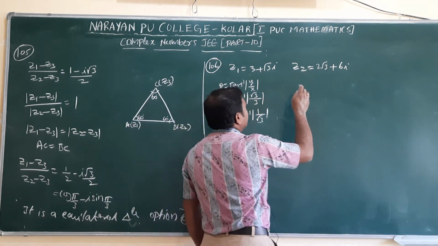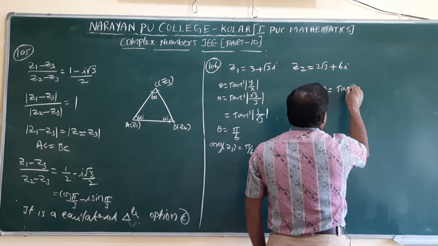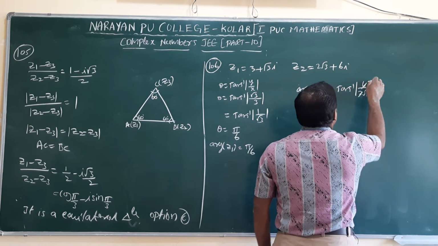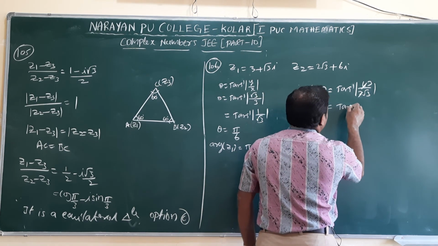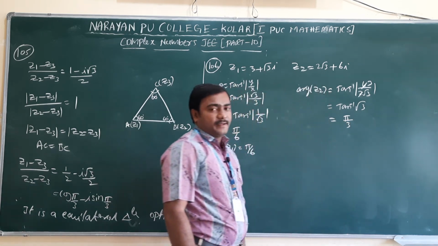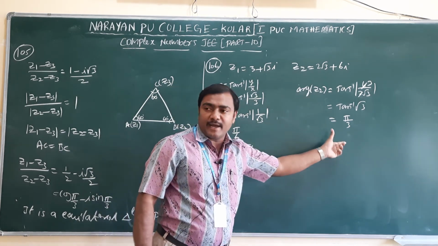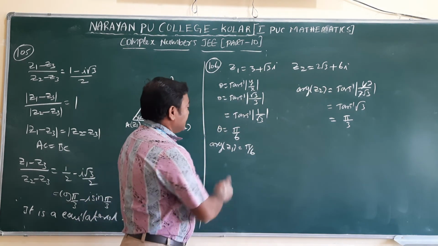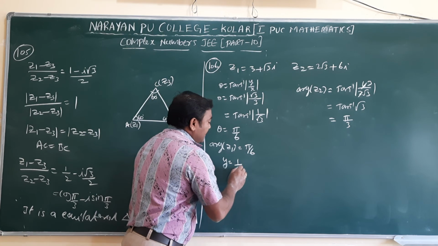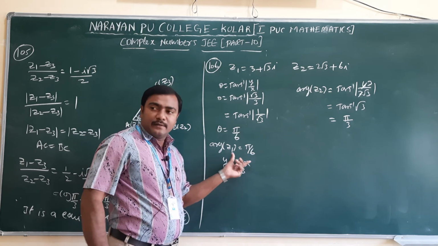For the argument of Z2 you can do directly tan inverse of modulus of 6 by 2 root 3, which can be written as tan inverse of root 3. The value of tan inverse root 3 is pi by 3, that is 60 degrees. Now the argument of Z1 is pi by 6 and the argument of Z2 is pi by 3. Now the equation of this one, y is equal to 1 by root 3 into x. We have to apply the formula here.